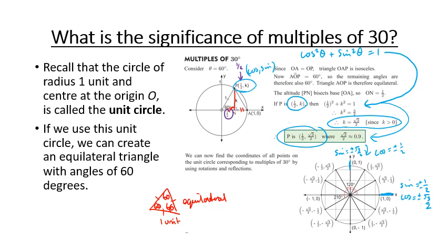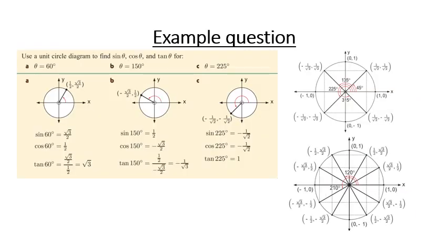So let's have a look at an example question. We'll do A in red. It basically says, use the unit circle diagram to find sine theta, cosine theta, and tan theta. Now, tan theta is our sine theta divided by our cosine theta. So if we can find our value for sine theta and our value for cosine theta, then tan is going to be sine over cosine.